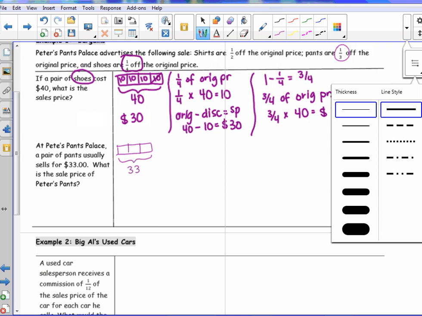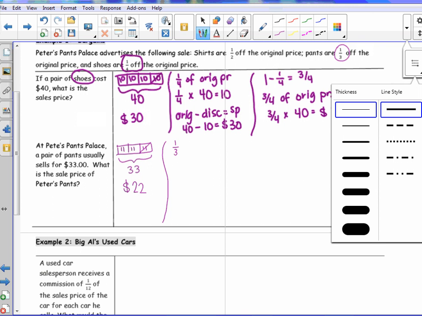Then split the $33 evenly. $11 will be in each section. We're going to save 1/3, so we cross out 1/3, and the remaining is the portion that we will pay for the pants, which is $22. The second way to solve this problem is to find out what 1/3 of the cost is, and then to subtract it from the original price.